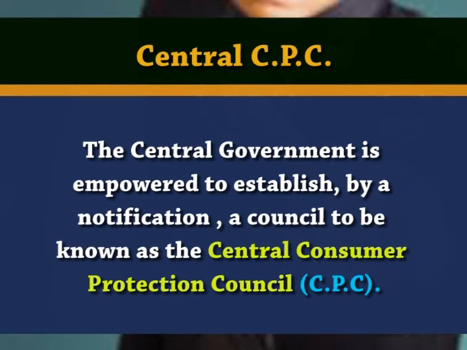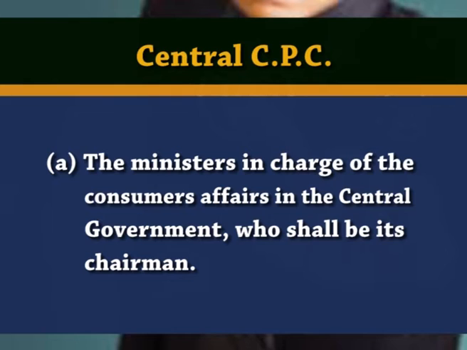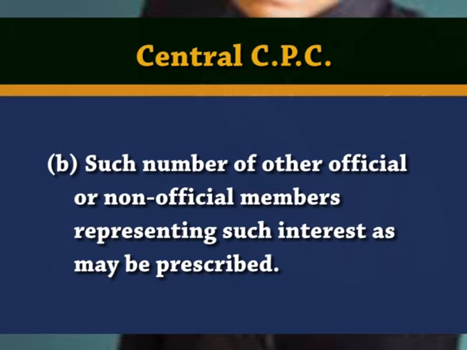What is the composition of the Central Consumer Protection Council is defined in section 4 of this particular Act. The central government is empowered to establish by notification a council to be known as the Central Consumer Protection Council. Accordingly, the Central Consumer Council was established, which consists of the following members. The one is the minister in charge of consumer affairs in the central government, who shall be its chairman. Another one is such number of other official or non-official members representing such interest as may be prescribed.